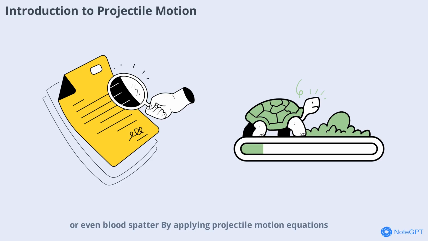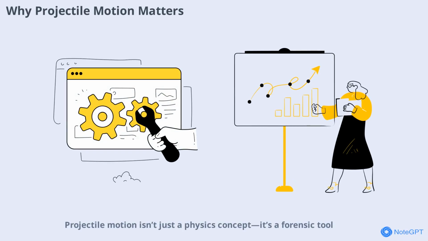By applying projectile motion equations, investigators can determine launch velocities, flight times, and impact speeds, which are vital for distinguishing between different types of incidents such as suicide, accident, homicide, or staged events. Let's explore how these calculations bring clarity to complex cases. Projectile motion isn't just a physics concept. It's a forensic tool that helps experts reconstruct what really happened at a crime scene.